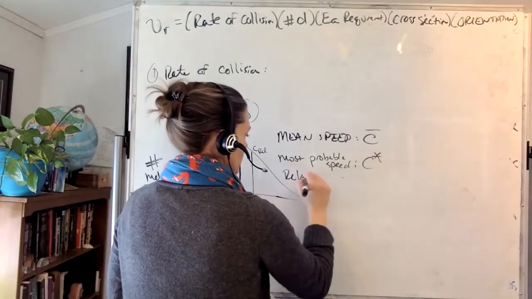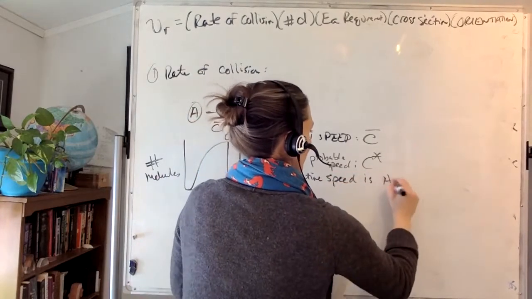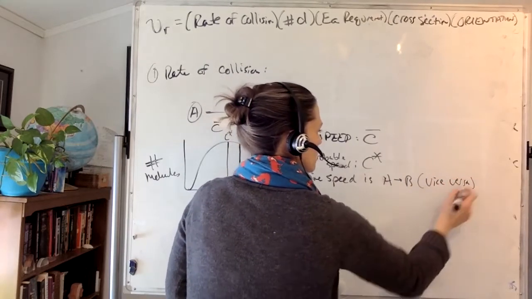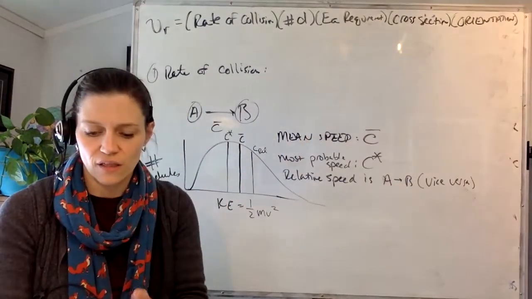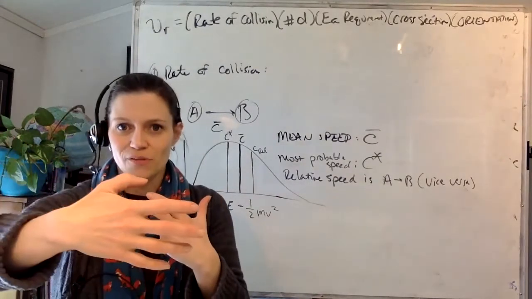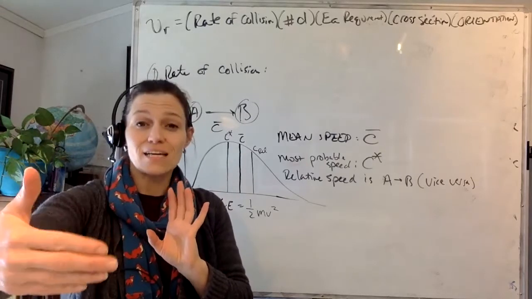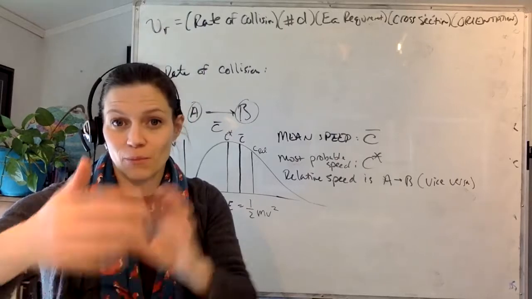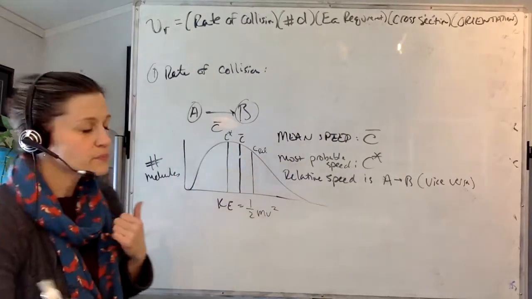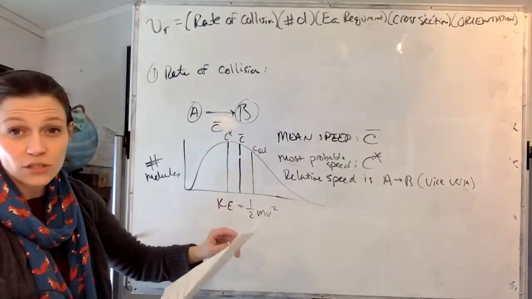So the relative speed is as A approaches B or vice versa. If you think about this as a relative speed, if I'm coming at you with a certain speed and you're coming at me with a certain speed, it's as if you're staying still and I would be my speed plus your speed combined. And that's why C relative is going to be a little bit higher than C average or C most probable.